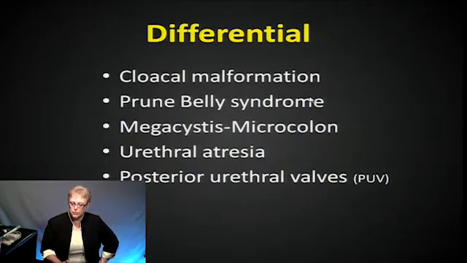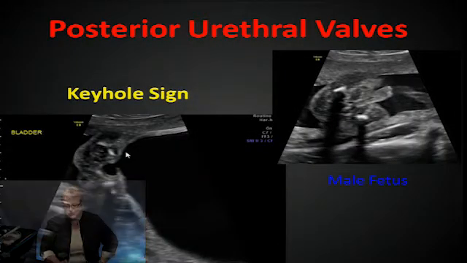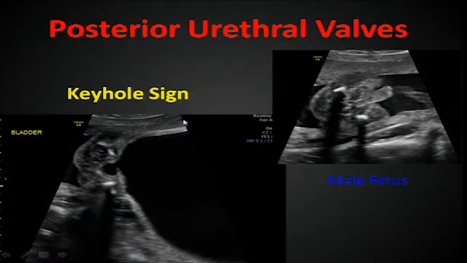So the differential: cloacal malformation, prune belly syndrome, megacystic microcolon, urethral atresia, posterior urethral valves. PUV, there you go. This is your typical keyhole sign that you see with PUV. So this huge dilated thing that we see is in all a very distended bladder. And that, along with the male fetus, until proven otherwise, PUV.